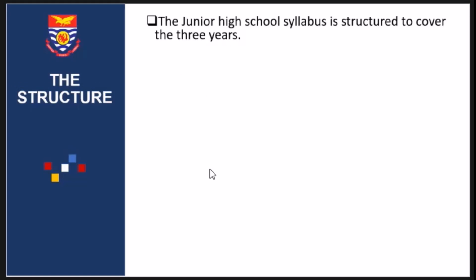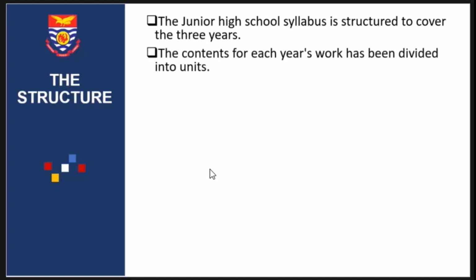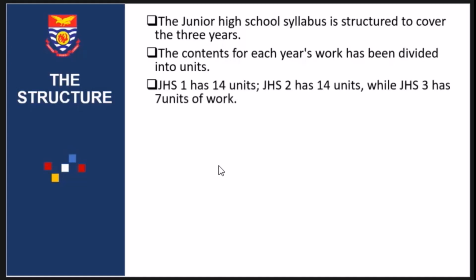So the syllabus is structured to cover 3 years. As you know already, we have JHS 1, JHS 2, JHS 3. So that's 3 years of junior high school education. The contents for each year's work has been divided into units. So the content, that's the topics you are supposed to teach, are divided into units. JHS 1 has 14 units or 14 topics that you are supposed to teach. JHS 2 also has 14 units, while JHS 3 has 7 units to cover before they write their BECE.